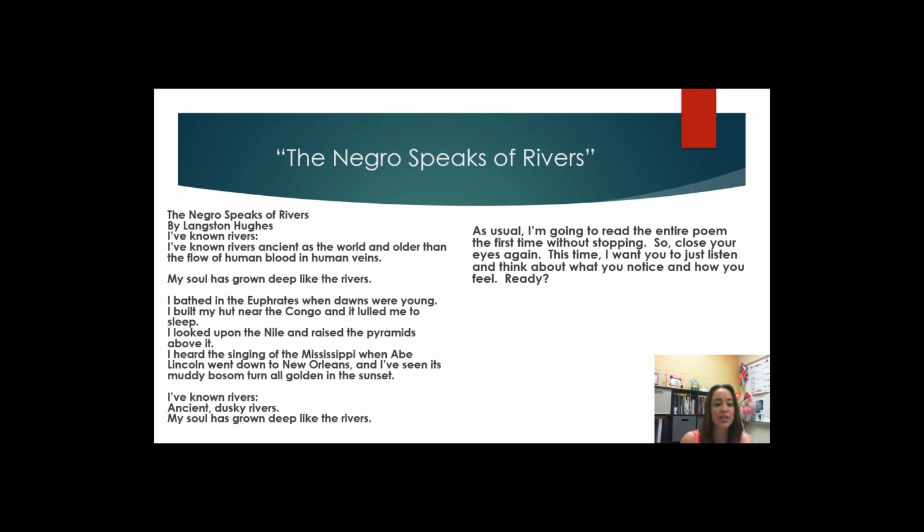The Negro Speaks of Rivers by Langston Hughes. I've known rivers. I've known rivers ancient as the world and older than the flow of human blood in human veins. My soul has grown deep like the rivers. I bathed in the Euphrates when dawns were young. I built my hut near the Congo, and it lulled me to sleep. I looked upon the Nile and raised the pyramids above it. I heard the singing of the Mississippi when Abe Lincoln went down to New Orleans, and I've seen its muddy bosom turn all golden in the sunset. I've known rivers, ancient, dusky rivers. My soul has grown deep like the rivers.